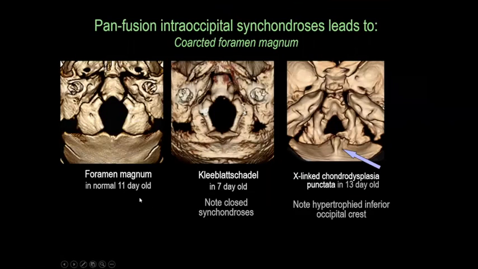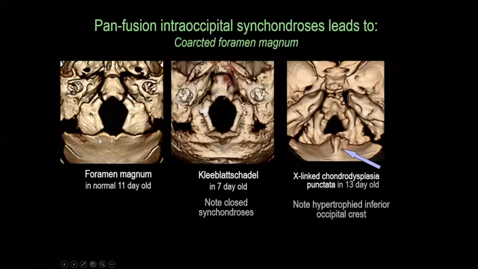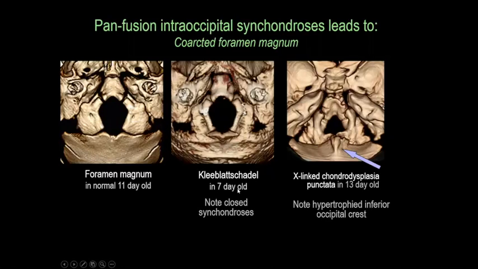So here's a normal foramen magnum in an 11-day-old, with anterior and posterior intraoccipital synchondroses. Those are your posterolateral fontanelles right there. If you take a look at this 7-day-old who has cloverleaf skull, you can see that the synchondroses are closed. Again, they are pointing to the foramen magnum and they are encased within the occipital bone itself.